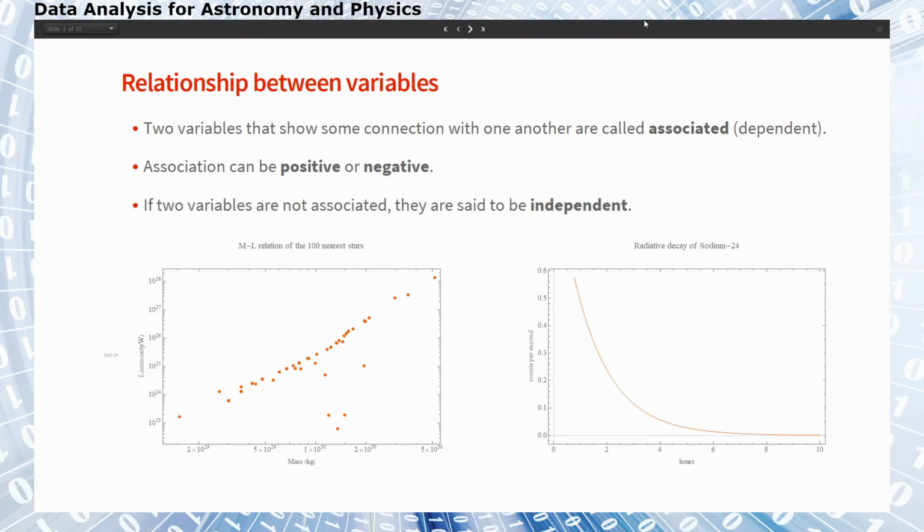Here on these two figures I give two examples. On the left hand side I plot the mass-luminosity relation of the nearest 100 stars. The mass is given on the x-axis, the luminosity on the y-axis, and we observe a very clear relationship with a couple of outliers below the trend line. On the right hand side I plot the radiative decay of sodium-24. The x-axis is the measured time in hours and the y-axis is the measured counts per second.